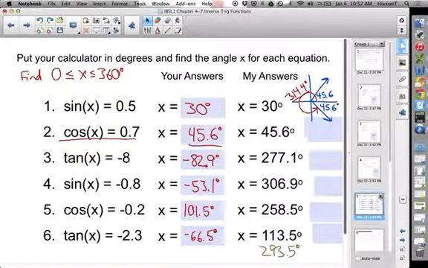Gotcha. Thank you. For number 3, what's the reference angle? Well, you tell me. Is it just past 270? Well, 277, it is in the 4th quadrant. It's past 270. Okay, so it's 277, the reference angle. No, reference angles are always acute. It's 82. Yeah, reference angles are always acute and they're always positive. So if you get negative 82.9, the reference angle is positive 82.9. Okay, got it.